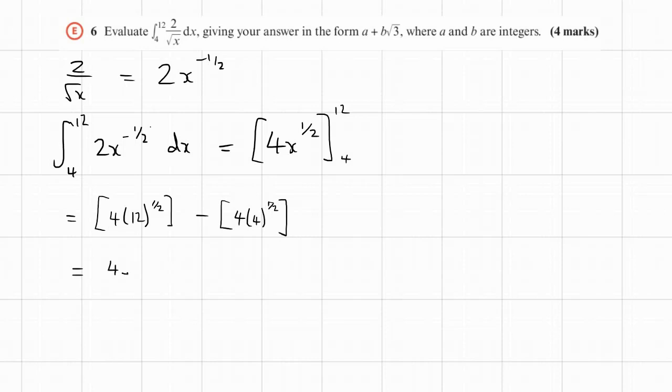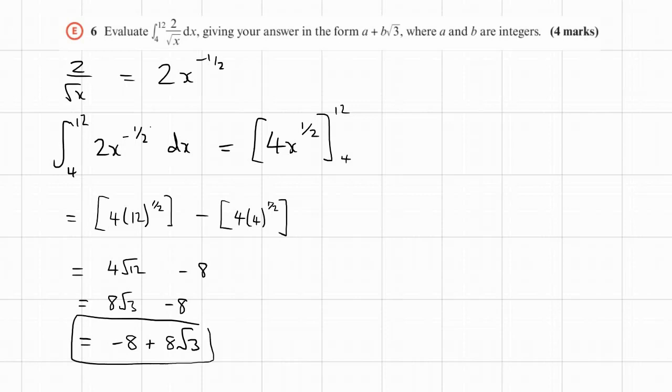So this is 4 root 12 subtract 8. We know root 12 can be written as 2 root 3, so that's going to be 8 root 3 subtract 8, and if we're being really specific and put it in the exact form they want, I'll switch it round and I'll put it like this with my integer first and my integer with a root 3 next to it second. So that's the answer to the first one.